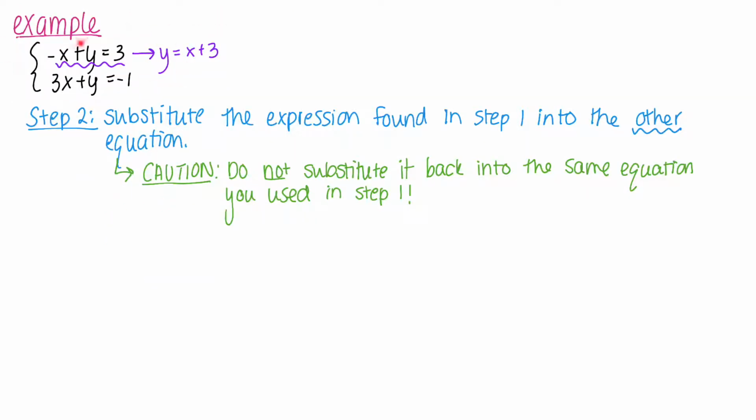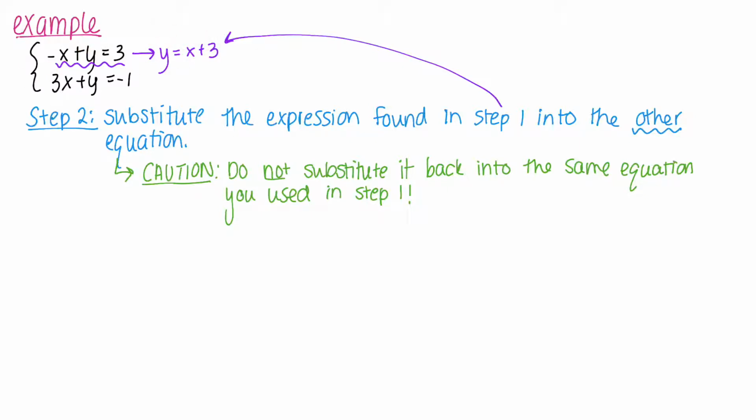So here we have that same system. Our second step is substituting the expression found in step 1, which is this guy right here, draw an arrow, into the other equation. So we solved for y in this guy, we need to plug y equals x plus 3 in for y down here. Really important here that you do not substitute it back into the same equation you used in step 1.